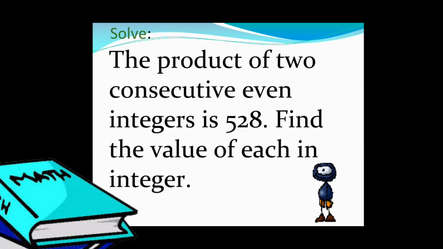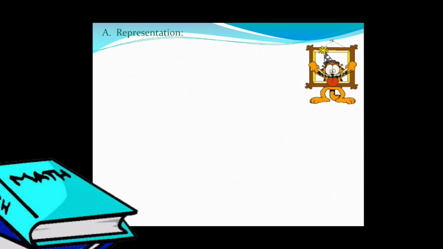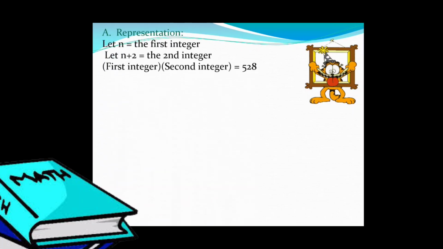The next problem, the product of two consecutive even integers is 528. Find the value of each integer. For representation, let n the first integer, let n plus 2 the second integer. And since we need to find the product of two consecutive even integers, so first integer multiplied by the second integer is equals to 528. Or n times the quantity of n plus 2 is equals to 528.